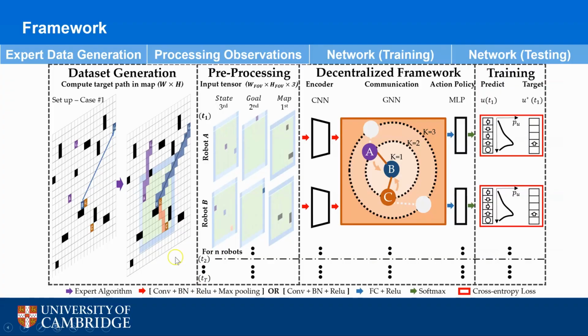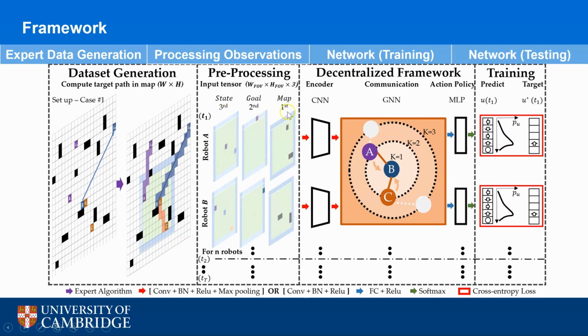Let's go back to the pipeline one more time before we introduce the inference stage. We randomly generate different grid worlds and random cases and compute solutions for all 30,000 cases by an expert algorithm offline. Then we split them into training, validation, and test sets. Then we transform the offline data into a 3-channel input tensor with the partial observation constraint.